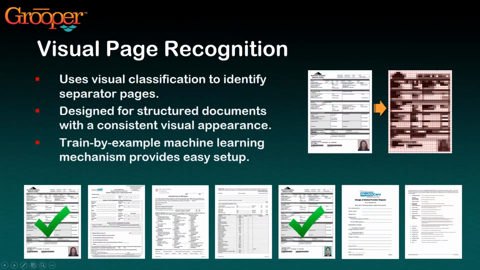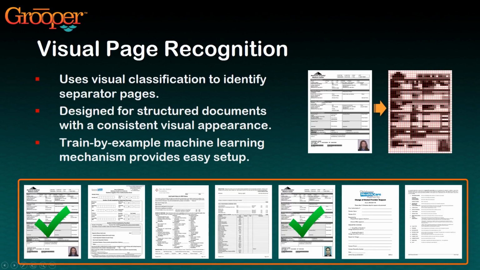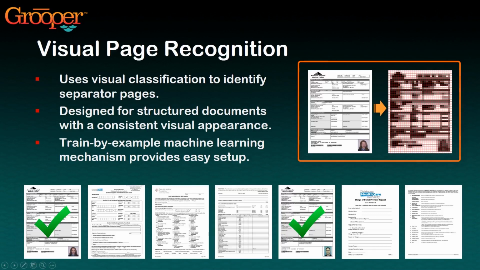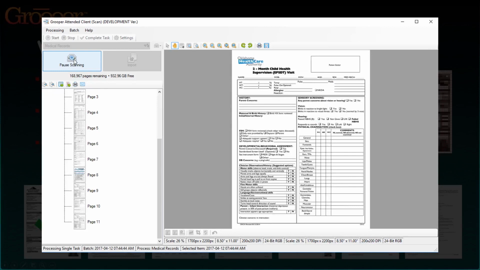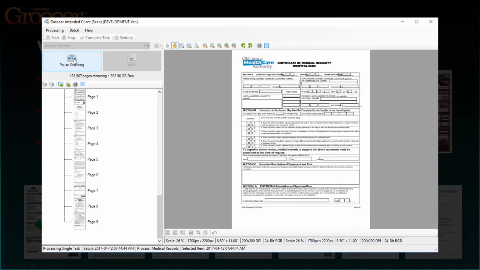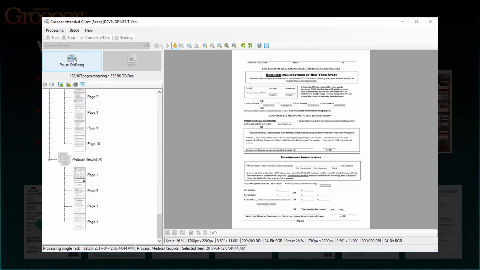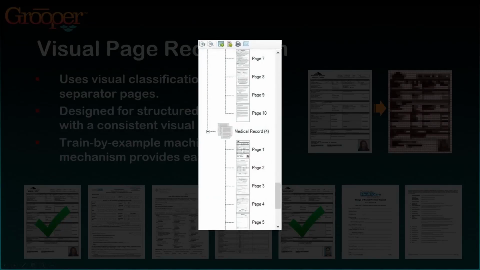Visual page recognition identifies separator pages based on how they look, using trained examples as a reference. It is designed for structured document types which have a consistent visual appearance, such as standardized forms. For example, consider a set of medical records where each record begins with a consistent face sheet. Once Grooper is trained to recognize a face sheet, separation can be triggered anytime one is encountered. This enables real-time separation and classification during scanning.